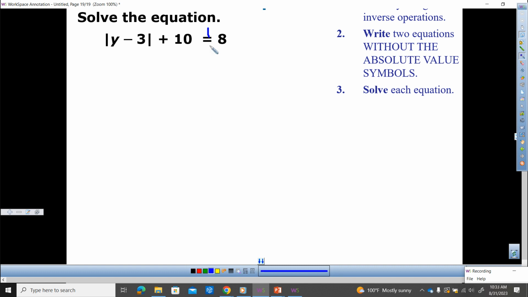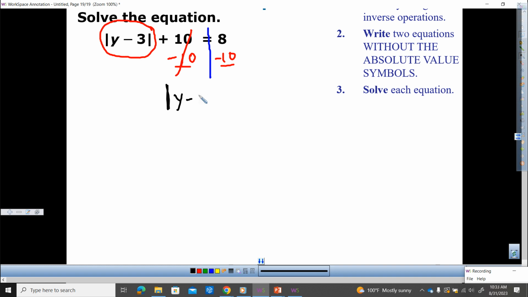Line down the equal sign. You circle your absolute value, so you can focus on that. You need to get rid of anything outside of that. What's outside of that, everyone? So we subtract 10, subtract 10. Absolute value of y minus 3 equals negative 2. Stop right there. Don't do anything else, because this one has a red flag.